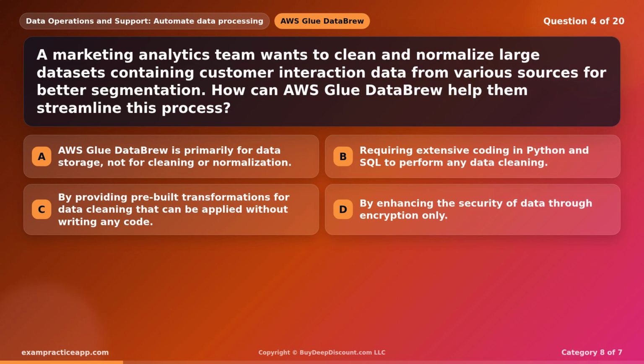Option A. AWS Glue DataBrew is primarily for data storage, not for cleaning or normalization. Option B. Requiring extensive coding in Python and SQL to perform any data cleaning. Option C. By providing pre-built transformations for data cleaning that can be applied without writing any code. Option D. By enhancing the security of data through encryption only.